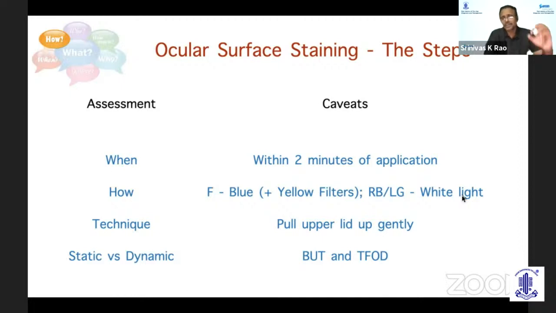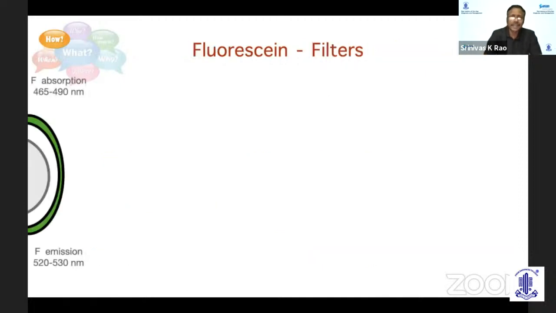So the technique to do this is to gently pull up the upper lid to look at the static staining that I'm talking about, because many important findings may be present in the superior cornea or the superior limbal conjunctiva. So what I'm talking about is the static use of staining with fluorescein, and what Professor Yokoi showed you was the dynamic use of fluorescein staining. So what exactly are we doing?